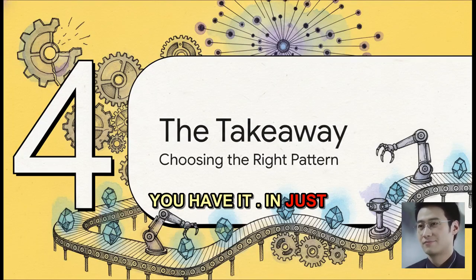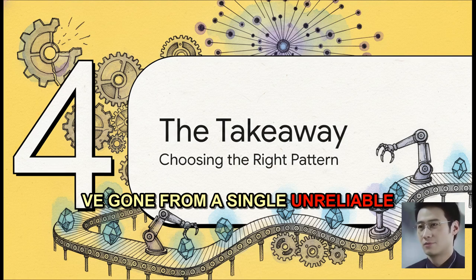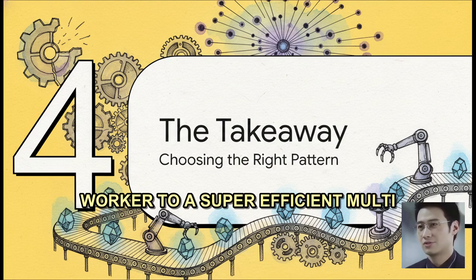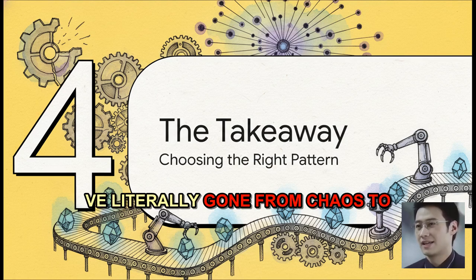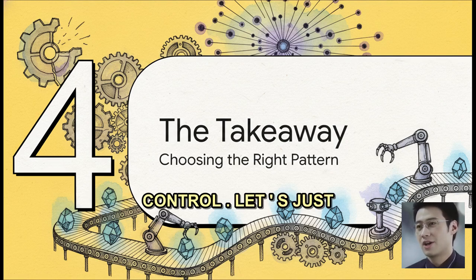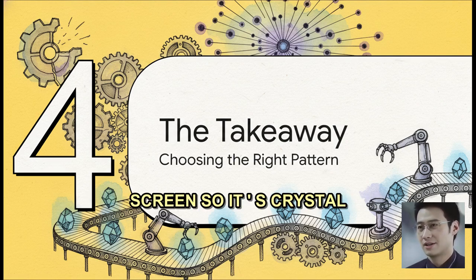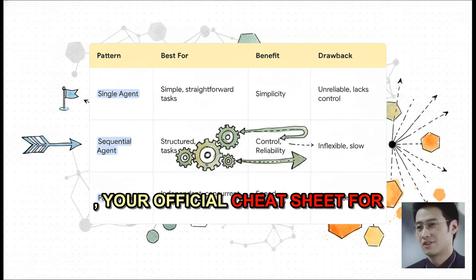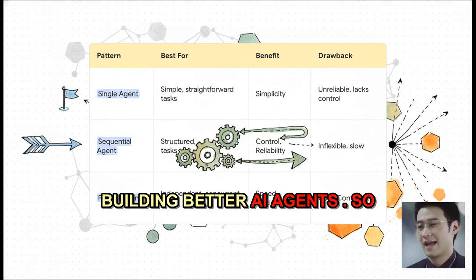So there you have it. In just a few minutes, we've gone from a single, unreliable worker to a super efficient multi-agent workflow. We've literally gone from chaos to control. Let's just put it all together on one screen so it's crystal clear. And here it is, your official cheat sheet for building better AI agents.